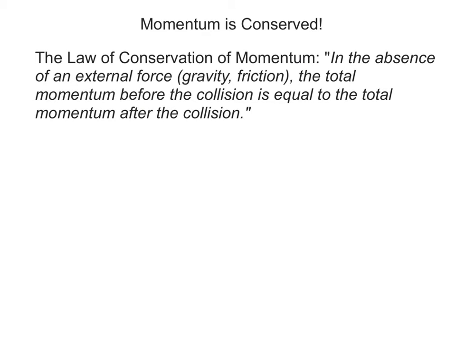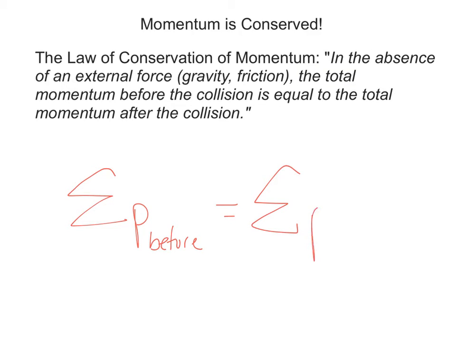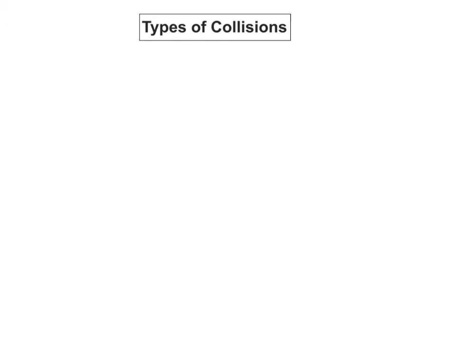In mathematical terms, we would say that the sum of the momentum before the collision has to be equal to the sum of the momentum after the collision happens. So remember that this means sum of. So we're going to be combining momentums. There are different types of collisions. There are 3 in total we're going to look at.